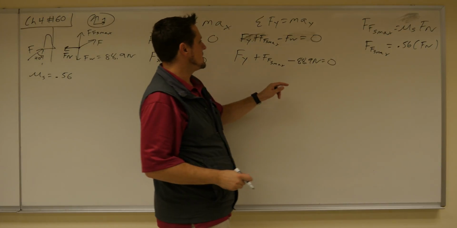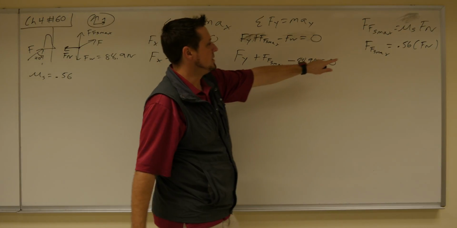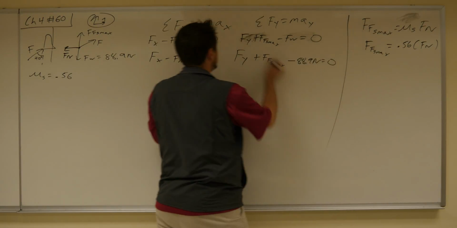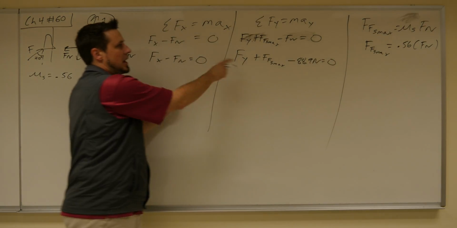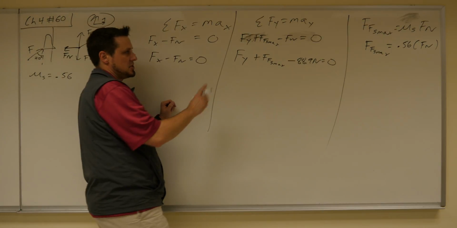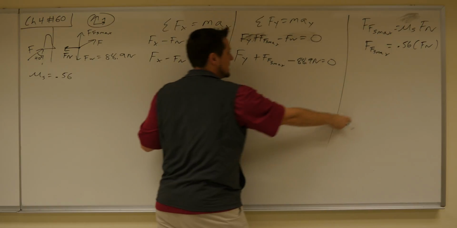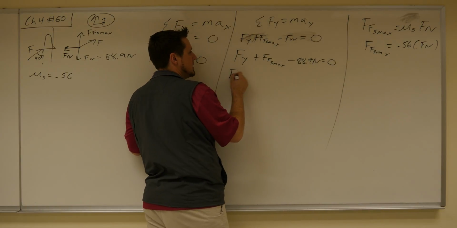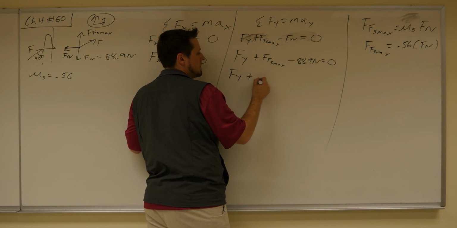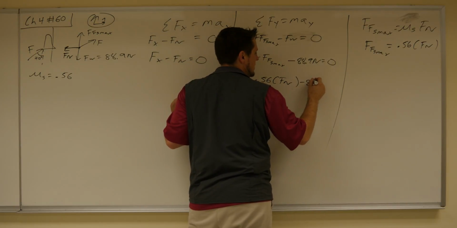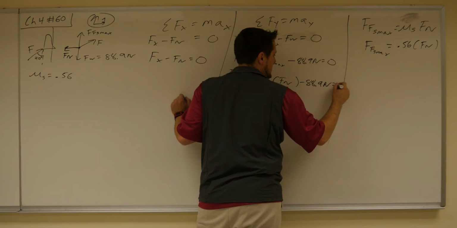Well, I can do a little bit of substitution in here, so I'm going to go ahead and do that. I'm going to put static max in from that equation over there. So I'm really kind of doing three different things here. We've got three equations, and I'm not sure how many unknowns I haven't counted, but we've got a bunch. Okay? So I'm going to go ahead and substitute this in right here for static max, plus 0.56 times the normal force, minus 88.89 newtons equals 0.